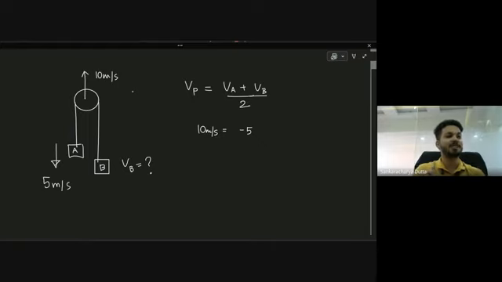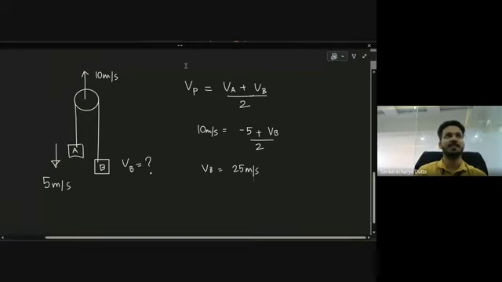Why -5 though? Because in the derivation we took upward direction as positive. All the directions in the upward direction were taken positive. So upward direction I have taken positive, plus VB we do not know, divided by 2, this gives us VB as 25 meters per second. First question answered. If anybody has any doubt, please feel free to ask them.